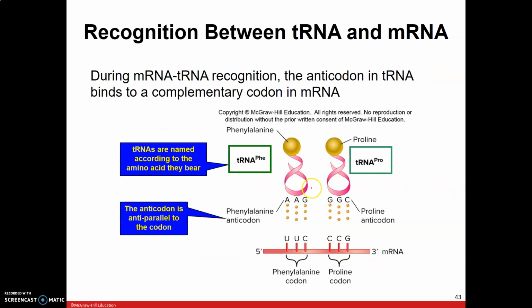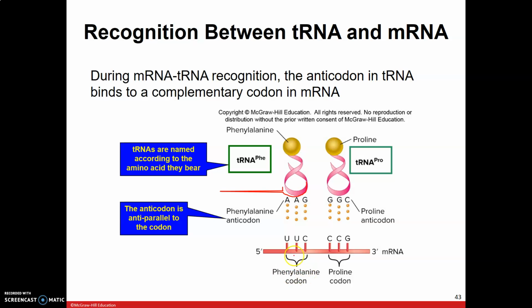So this is one of the ways that transfer RNAs are drawn out. You have the phenylalanine in this case, and in this case you have proline. So tRNA Phe, tRNA Pro identifies the type of transfer RNA. But down here at the base, at this curl in the tRNA, is what we call the phenylalanine anticodon.